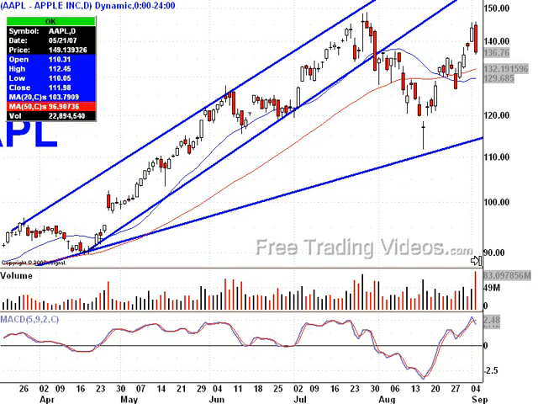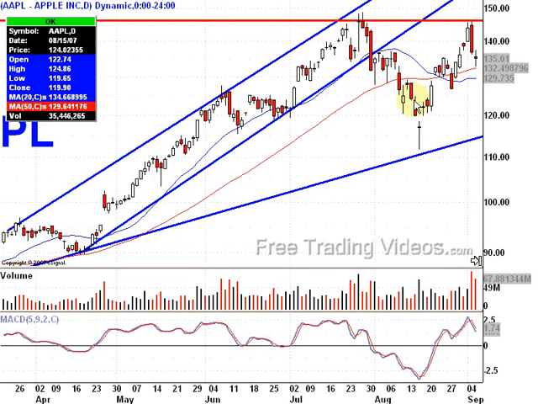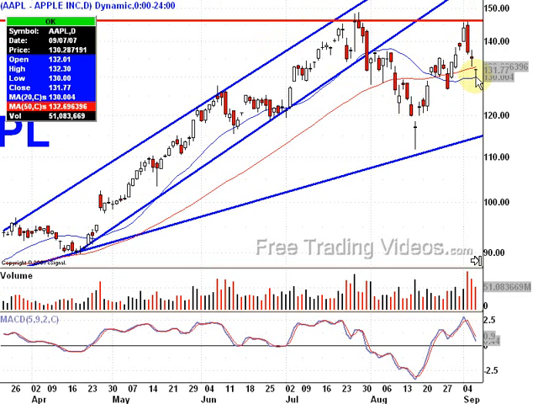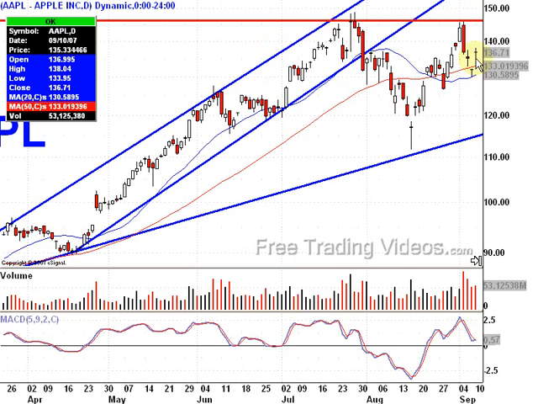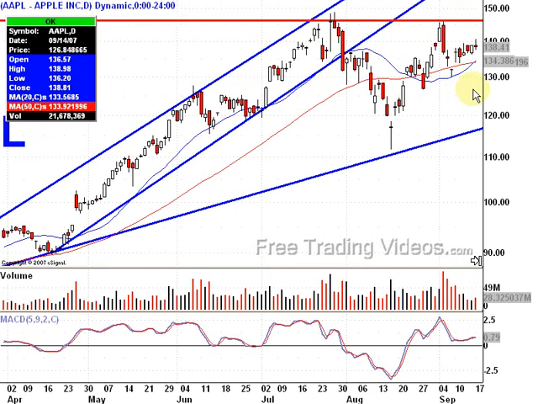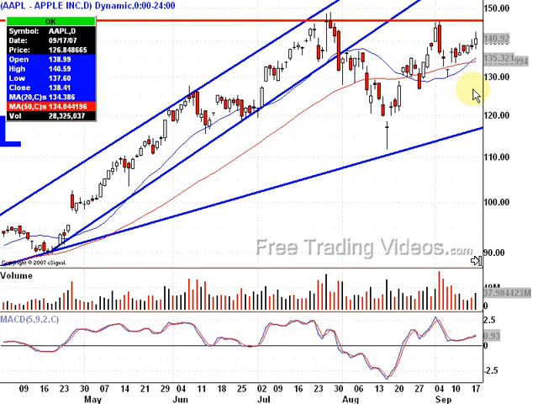Now it's got this area to deal with right here, and let's drop a line right here. We have resistance here, and it's acting as resistance right there. These moving averages should act as support, and it does. We pop up. Let's see what happens.